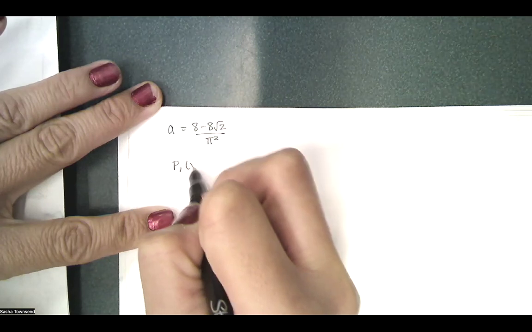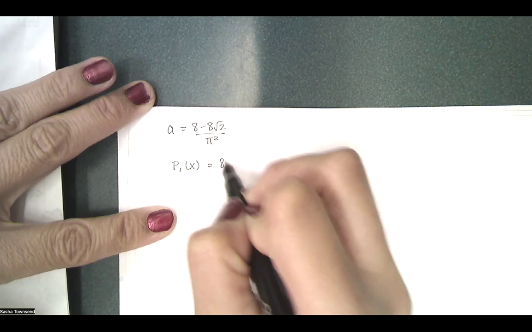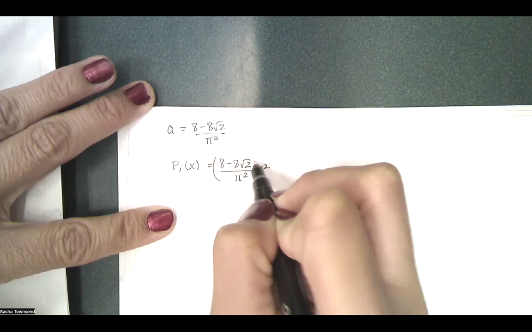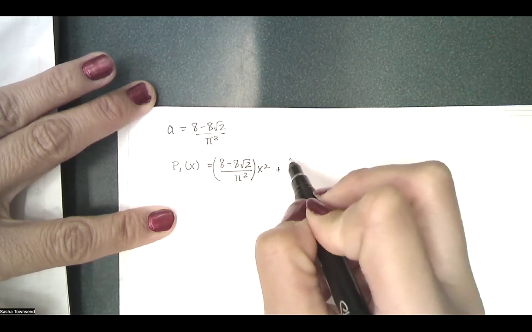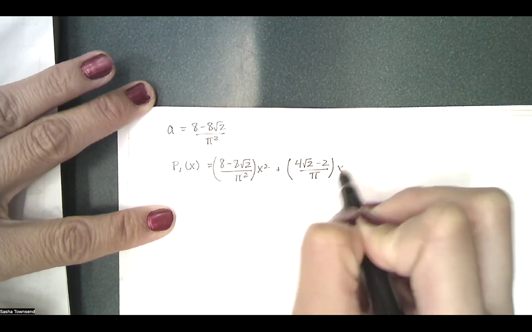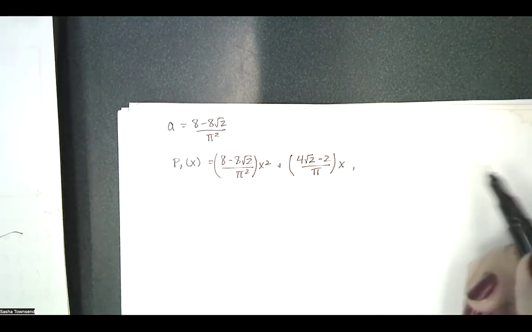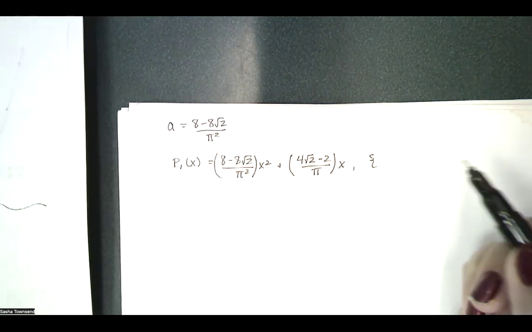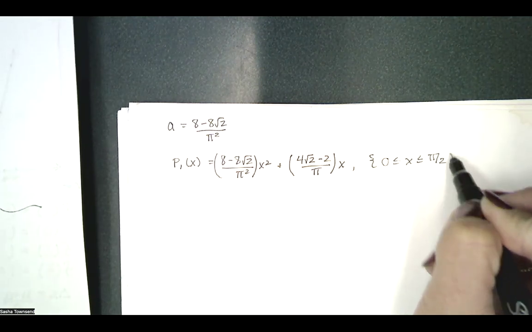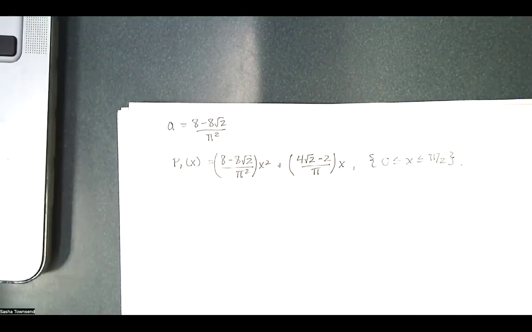So the polynomial on those first 2 intervals is given by a, which is 8 minus 8 root 2, divided by pi squared, times x squared, plus b, which is 4 root 2 minus 2 divided by pi, times x, plus c, which happens to be 0. So this is my first function. And I will use this on the interval from 0 to pi over 2. And I'm writing it like that because that's how we type it into desmos.com.